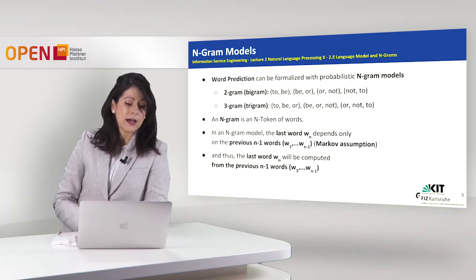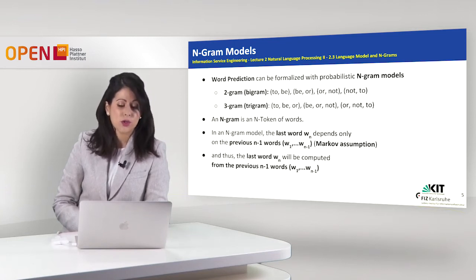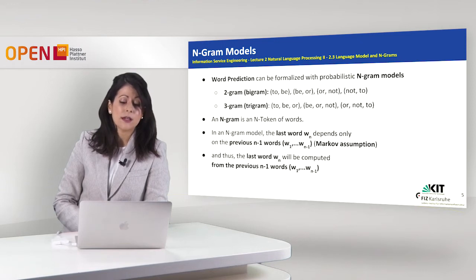So to generalize, an n-gram is an n-token sequence of words. And in an n-gram model, the last word, which is w sub n, depends only on the previous n-1 words. And this is known as the Markov assumption. So based on this assumption, the last word of a sentence, w sub n, will be computed from the previous n-1 words.